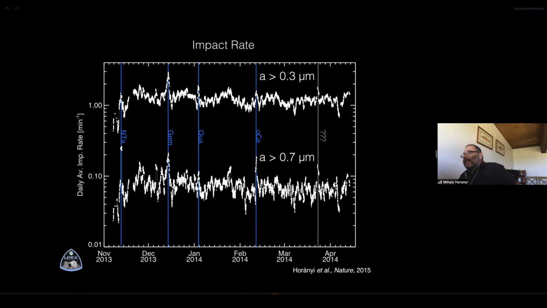This is all the data that we collected. On the x-axis is time, on the y-axis is the daily average impact rate. Particles as small as about 0.3 micron, near our threshold for detection at that speed, hit our instrument once per minute. For little bigger particles, with radii of about 0.7 microns, you have to wait 10 minutes to get an impact.